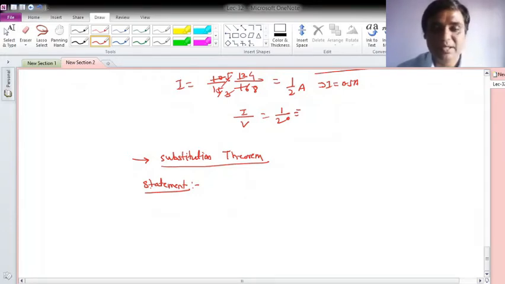I am repeating again, in a linear network, any branch can be replaced by a different branch, provided the remaining network or the circuit voltage and currents will not be changing, they are undisturbed, and the new branch voltage and current must be the same as the previous one.